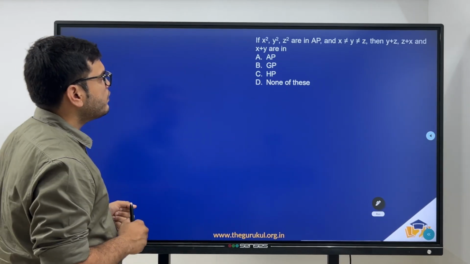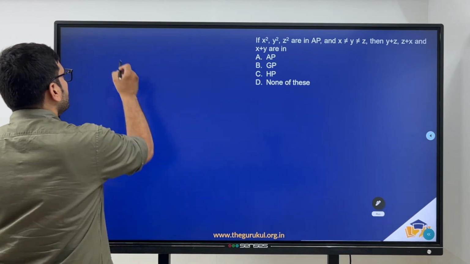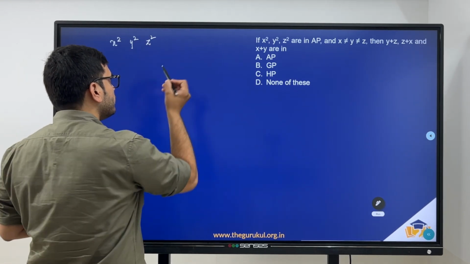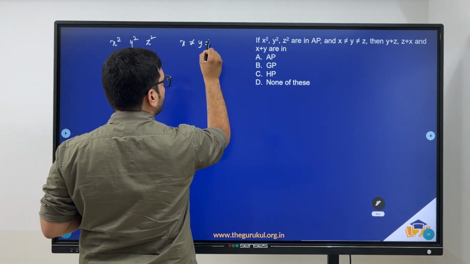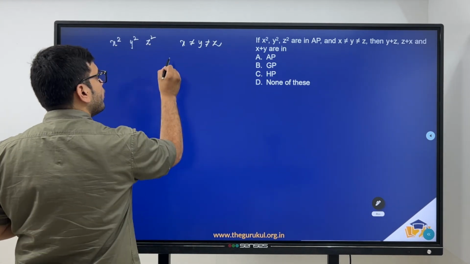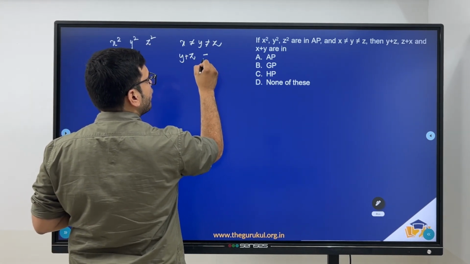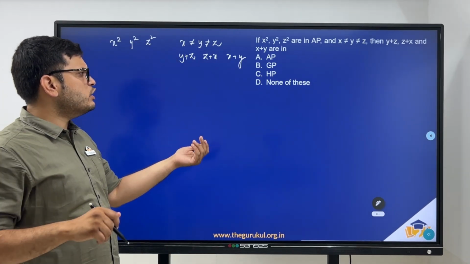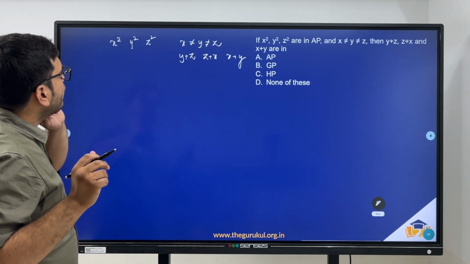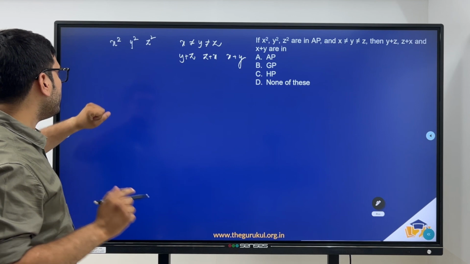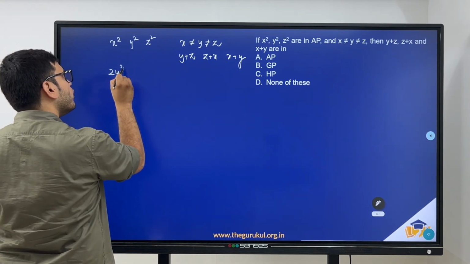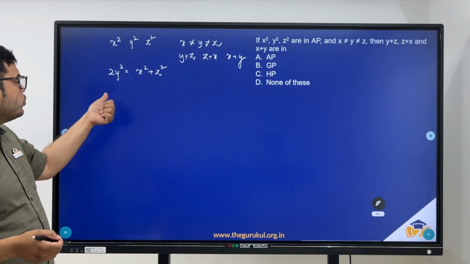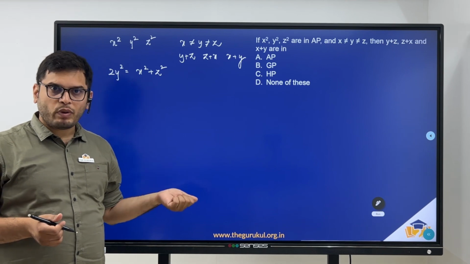Now coming to the third question: x square, y square, z square are in AP, and given that x not equal to y not equal to z, then y plus z, z plus x and x plus y are in AP, GP, HP, none of these. Alright. Now, if x square, y square, z square are in arithmetic progression, so 2y square should be equal to x square plus z square. Now let me add 2xy, 2xz, 2zy to both sides.